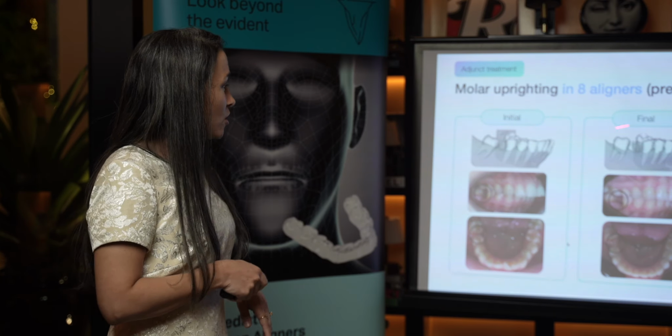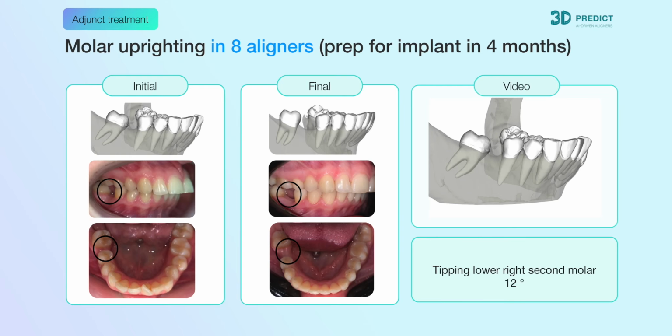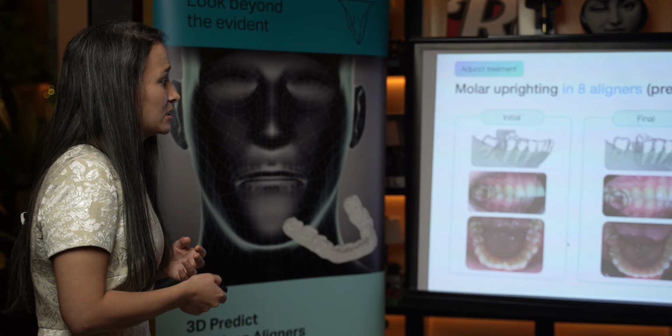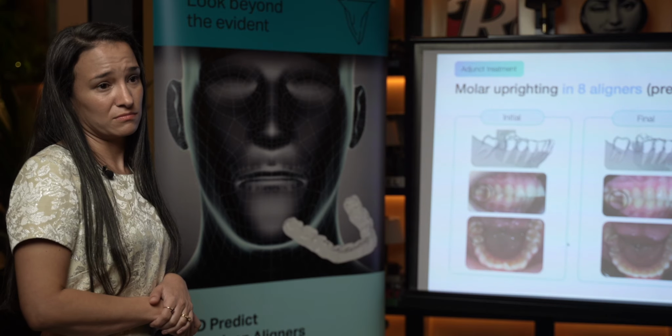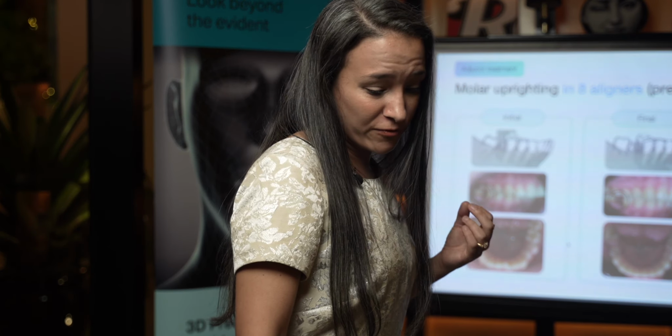Now, you have the option, because this was not an option before 3D Predict, to make that space by uprighting that second molar in only 4 months with no rubber bands, with no mini screws, mini implants, or anything like that. That is a nice change. Also, you get that tooth in a better anatomical position, just for occlusion purposes, just to have root parallelism between this and your implant. It just makes sense. It really is better for your patient.